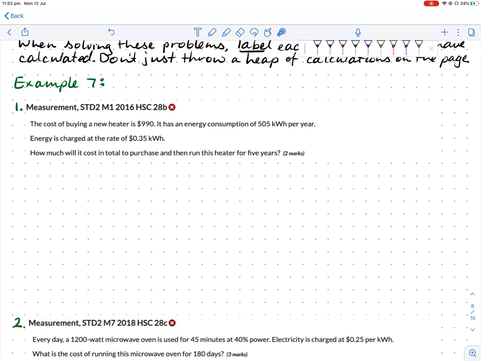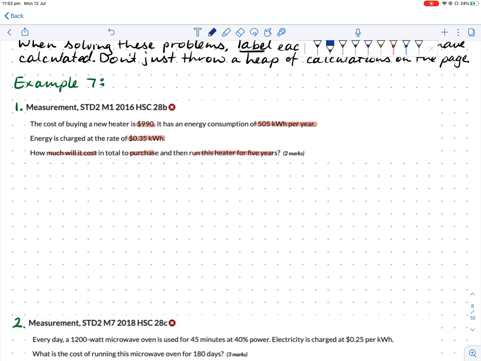Hopefully you'll have a go at these before you watch this video. So the cost of buying a new heater is $990. It's got an energy consumption of 505 kilowatt hours per year. Energy is 35 cents per kilowatt hour. How much will it cost in total to purchase and then run this heater for 5 years? That's a really important thing: run this heater for 5 years, not just the 1 year.